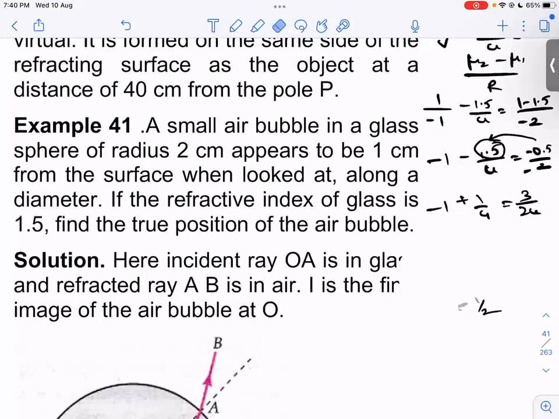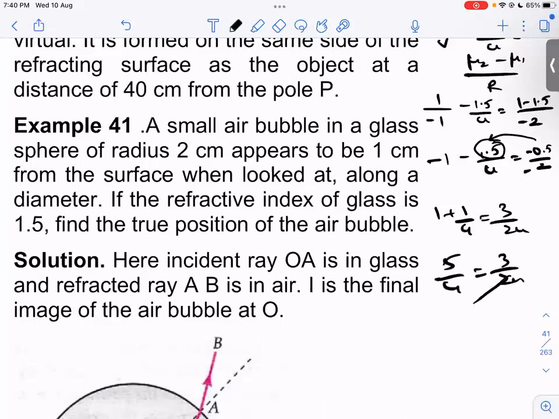4 by 5 is right, I think. 4 by 5 is how much? 5 by 4. So minus 1 plus 1 by 4 is equal to 3 by 2u. So 5 by 4 is equal to 3 by 2u. Cancel 2 times. So u is actually 6 by 5, which is 1.2 centimeter. The mistake I made is I wrote minus here, but I forgot to write the minus below. Okay. Is that clear?